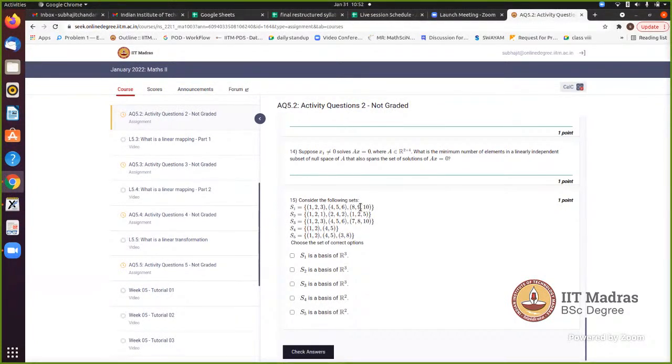Which one? I mean, x1 not equal to 0. What does this statement mean? It means the trivial solution is not being counted. There is at least one non-trivial solution. Right? One non-trivial solution. So the null space is non-zero.